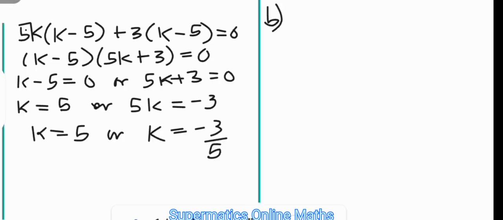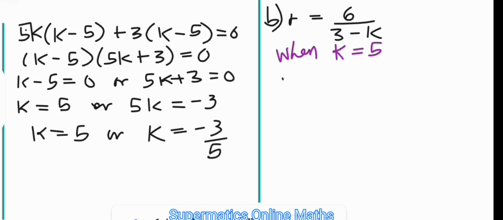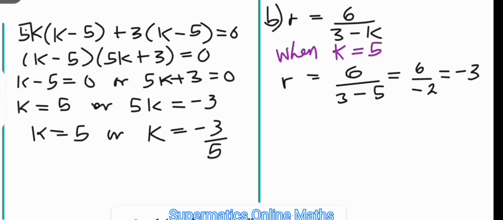In the second question, we have to find two possible values for the common ratio. And this is the second term, 6, over the first term, 3 minus k, which can also be the third term to the second term. Now, we consider when k is 5. When k is 5, the common ratio will be 6 divided by 3 minus 5, and that is 6 divided by negative 2. Negative 3 is the value of the common ratio when k is 5.